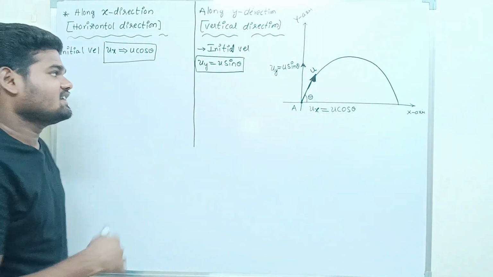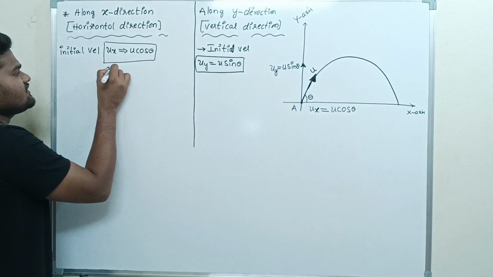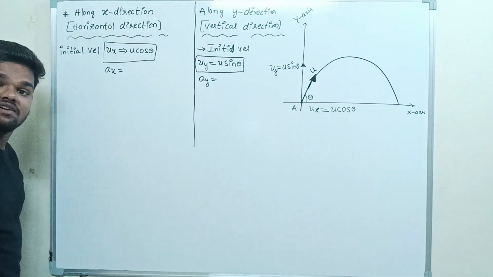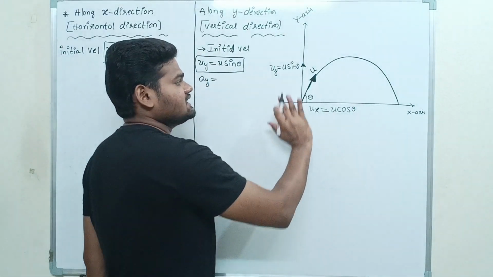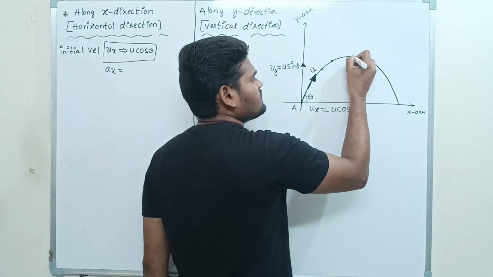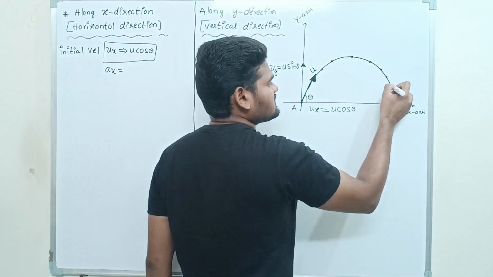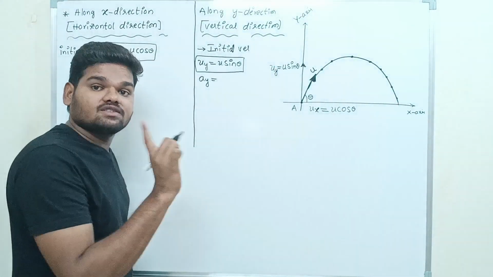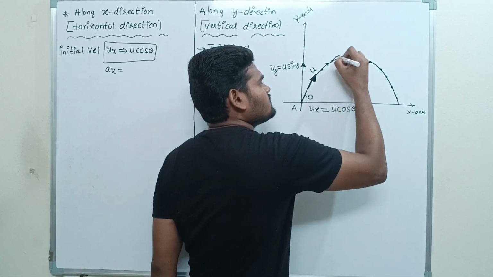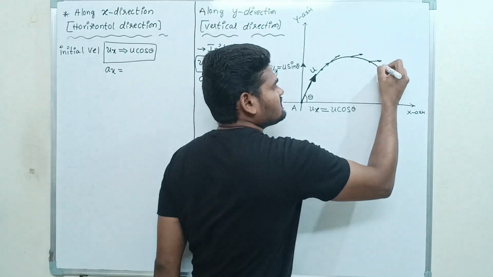Right. Okay, sir. Now I want to find the acceleration of the projectile body along x direction and along y direction. Have a look. We have projected an object and it is making projectile motion like this. So this is the path of the object. It is moving like this. Have a look. The object is moving in this direction.